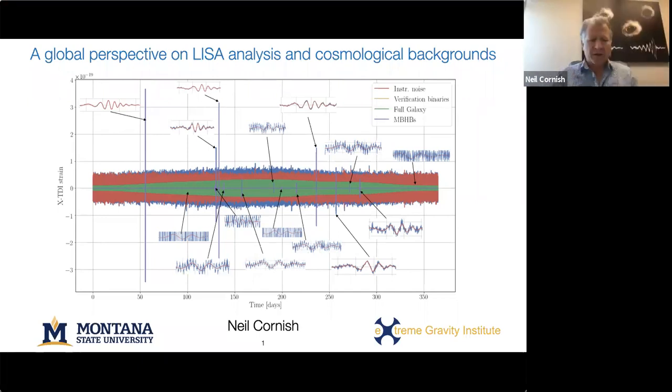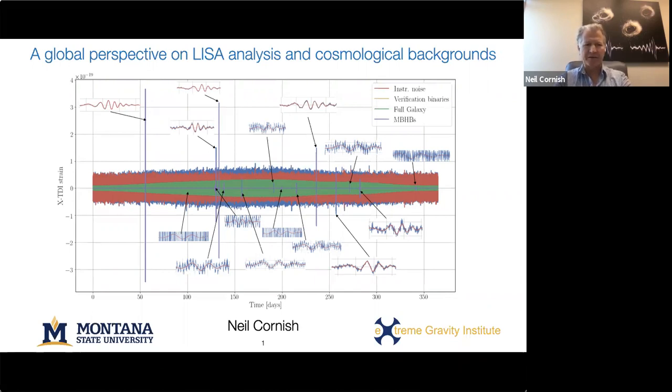So I was going to say a little bit today about how searches for stochastic backgrounds with LISA fit into the overall analysis. When we're working on different parts of the analysis, we might be thinking about different source classes like massive black holes or galactic binaries and stochastic signals. But in practice, all of those signals are in the data simultaneously, so you really have to do an analysis that takes care of all the signals.